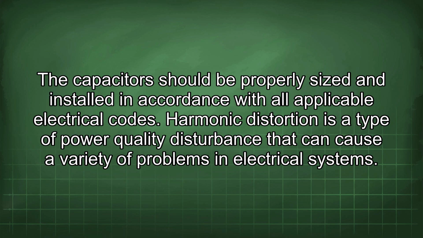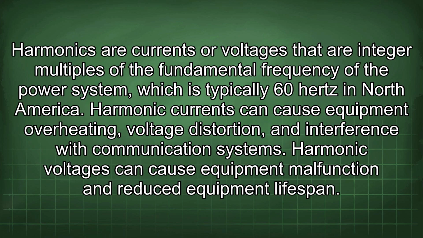Harmonic distortion is a type of power quality disturbance that can cause a variety of problems in electrical systems. Harmonics are currents or voltages that are integer multiples of the fundamental frequency of the power system, which is typically 60 Hz in North America. Harmonic currents can cause equipment overheating, voltage distortion, and interference with communication systems.